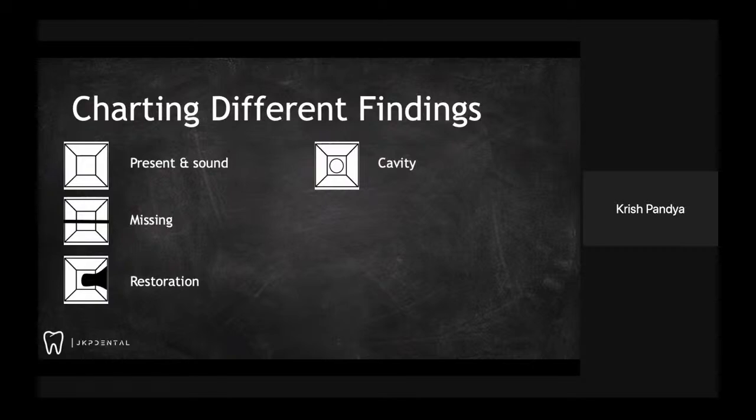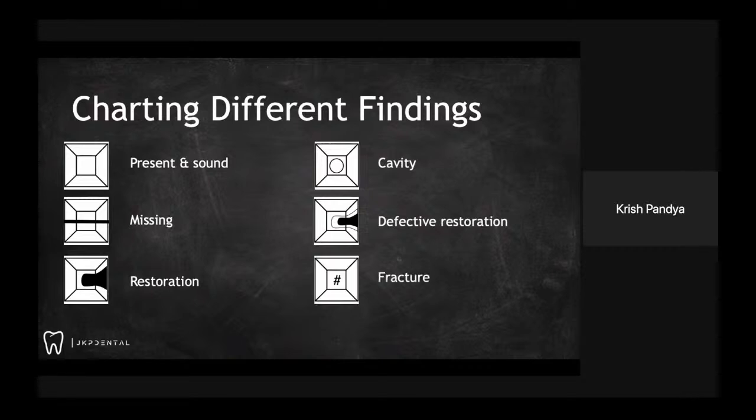Now, if you spot a restoration that looks like there's some evidence of marginal leaking or ditching, you chart the restoration, but then draw an outline around it showing that the restoration needs replacing. The fracture of the tooth is charted as a hashtag symbol. When charting these, make sure you position the symbol over the part of the tooth that is fractured.